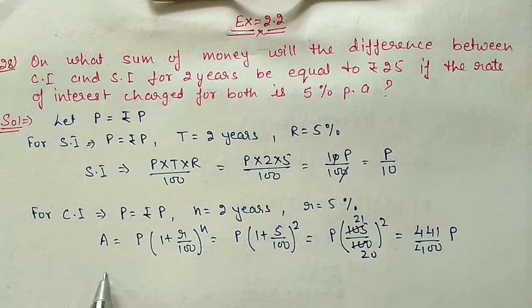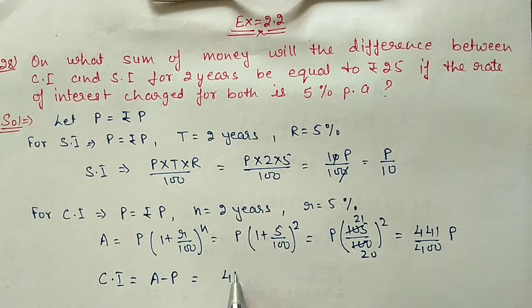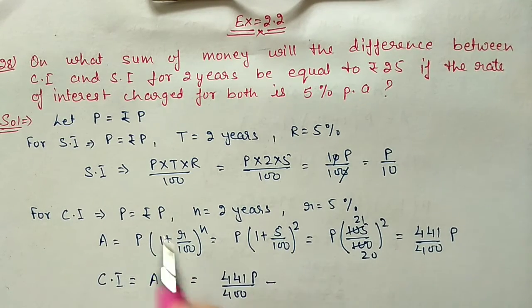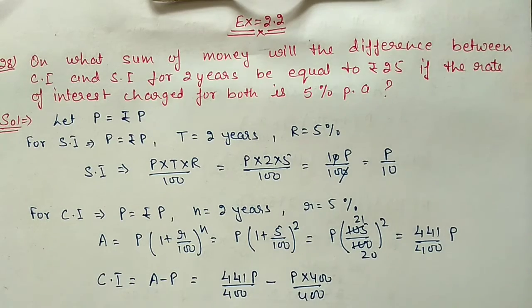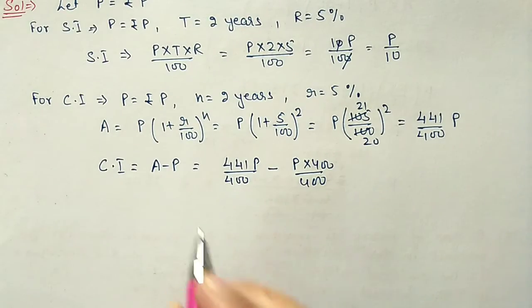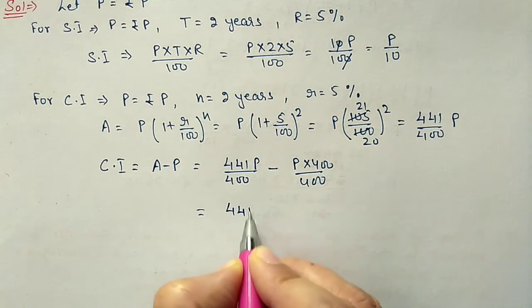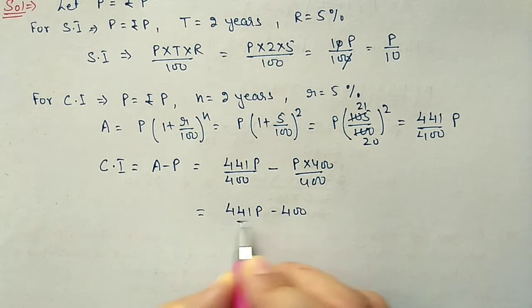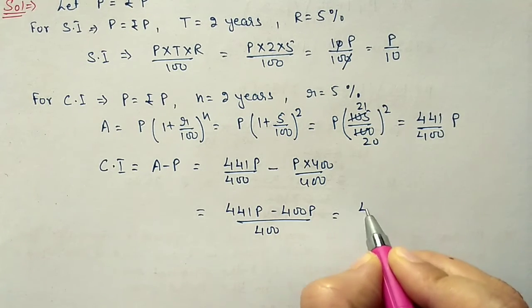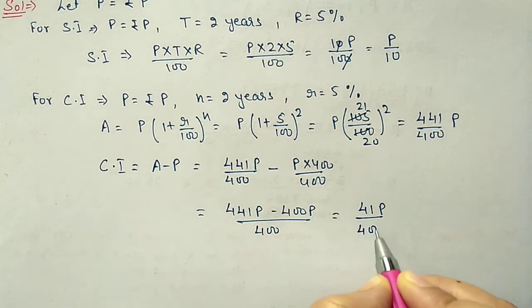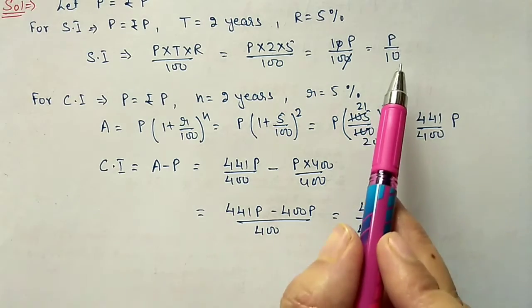Now we have to find out the compound interest. Compound interest is equal to amount minus principal. 441 P by 400 minus P, here P. So this we can multiply with 400 up and down. Then, because the denominator is the same, we can subtract and we will get 41P by 400. This is compound interest, and simple interest is this one.